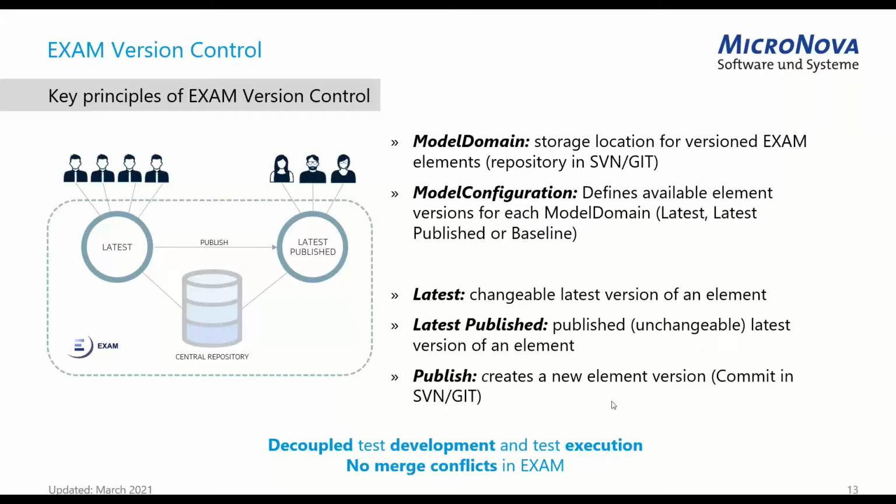Whenever you publish any elements, you create a new element version. This is comparable and corresponds with a commit action in SVN or Git. So what you can see here is that this versioning concept perfectly fulfills a decoupling of test development on the left side and the test execution on the right side. And since you're all working on a common central repository at the same time, and you don't have to check out a local workspace, you don't face any merge conflicts at all, because you're used to EXAM's soft lock mechanisms that are implemented.